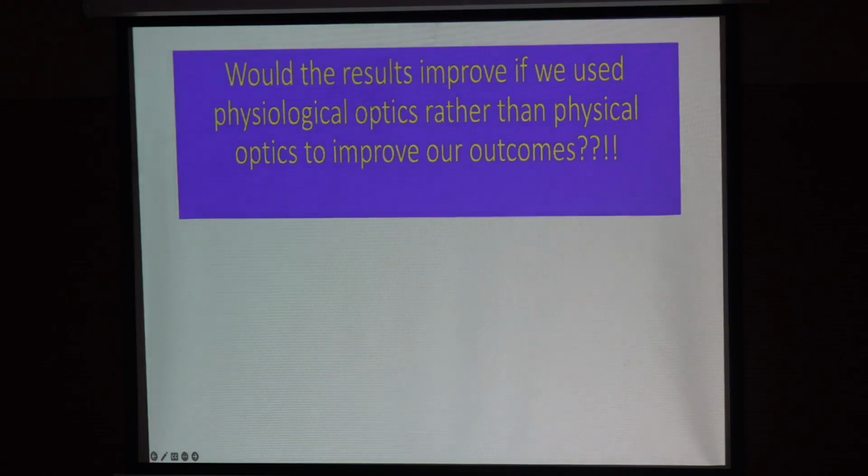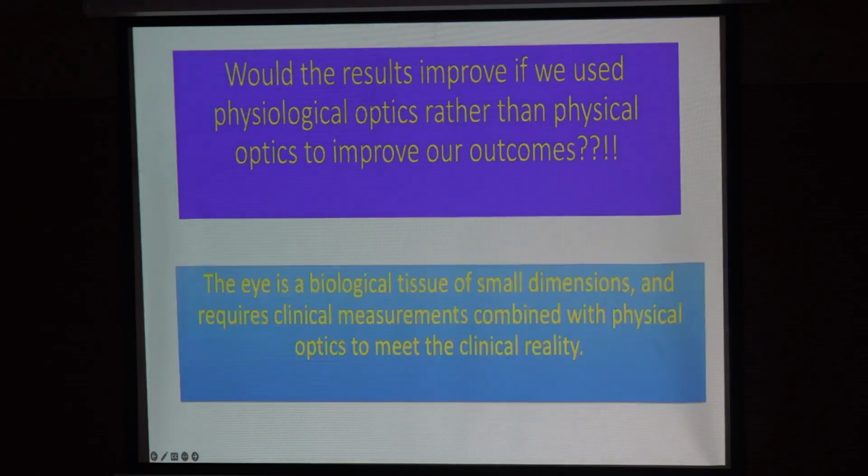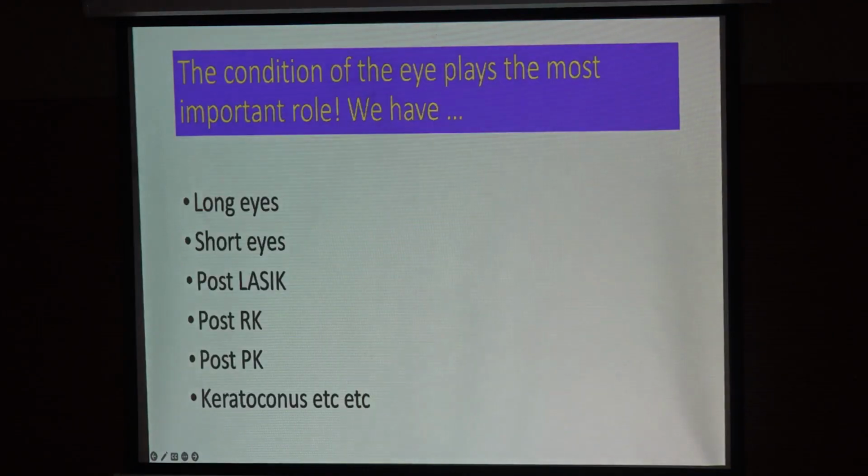And would the results improve if we use physiological optics rather than physical optics to improve our outcomes? Now, physiological means the eye is a biological tissue, right? And it's a tissue of small dimensions, and it requires clinical measurement combined with physical optics to meet the clinical reality. So this is what is our aim ultimately. Intraoperative biometry is heading towards that, because it actually measures the refraction and the keratometry of the eye in an aphakic position while you are operating, and then predicts the IOL power. So it's been shown to be much more accurate.